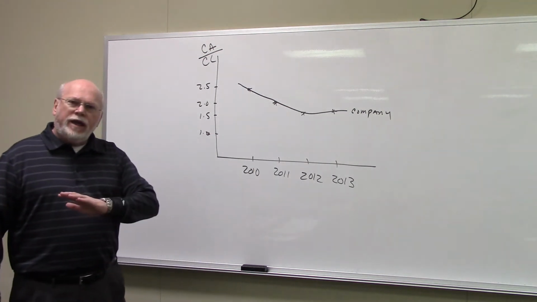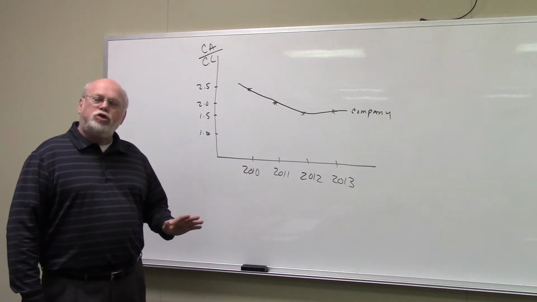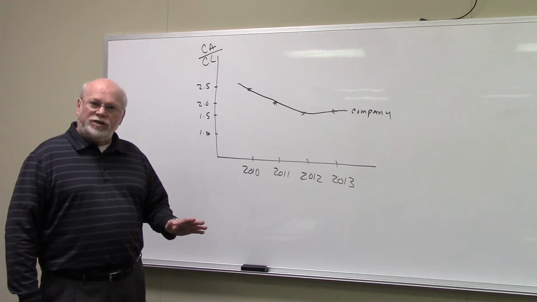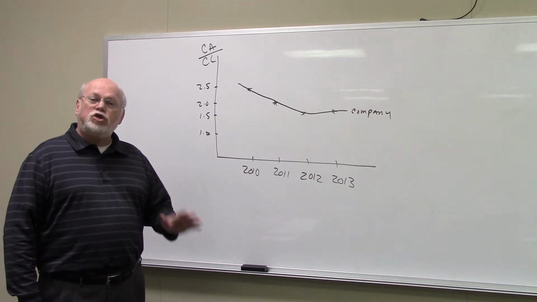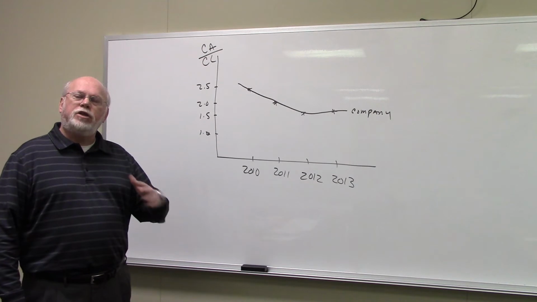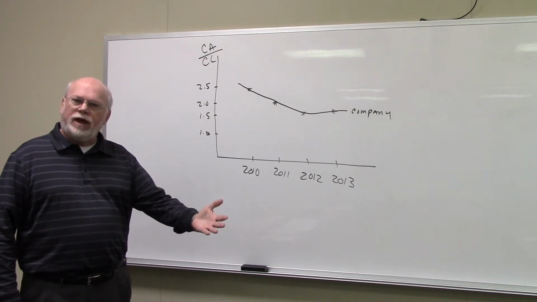Now, in the big picture, there are two kinds of analysis that we do. One type of analysis that we do with the company is called trend analysis. And a trend analysis is when you compare the company to itself over time.